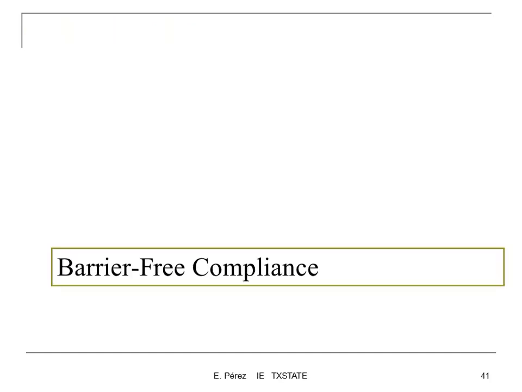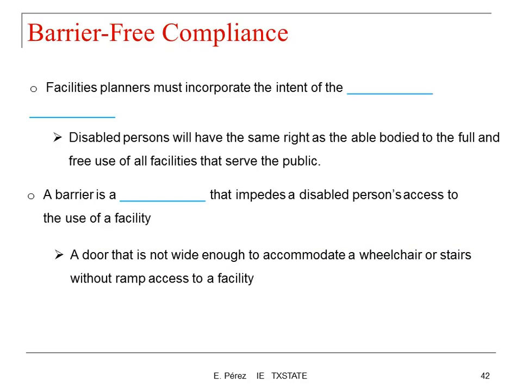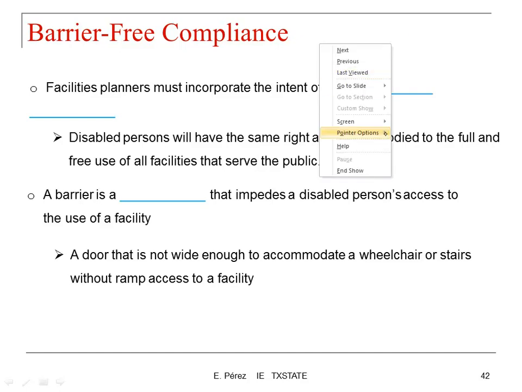And finally, we need to talk about barrier-free compliance. So when you're designing some of these areas for your factory or for your facility, you need to take into account that there's some people with disadvantage in terms of reaching and so on. So you need to design based on those requirements as well. So facilities planning must incorporate the intent of the Americans with Disabilities Act into their design.